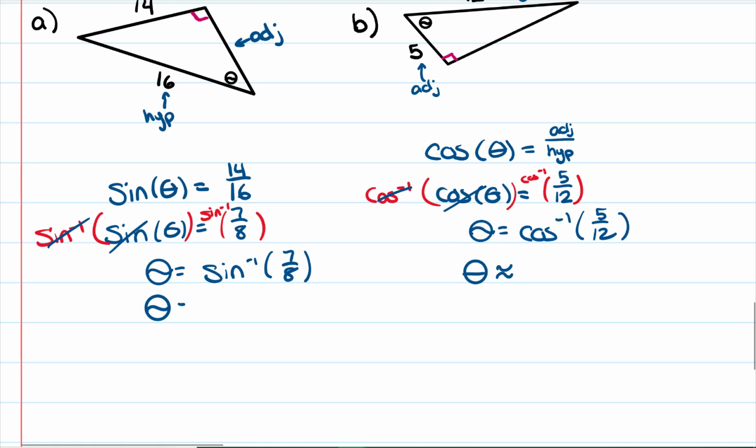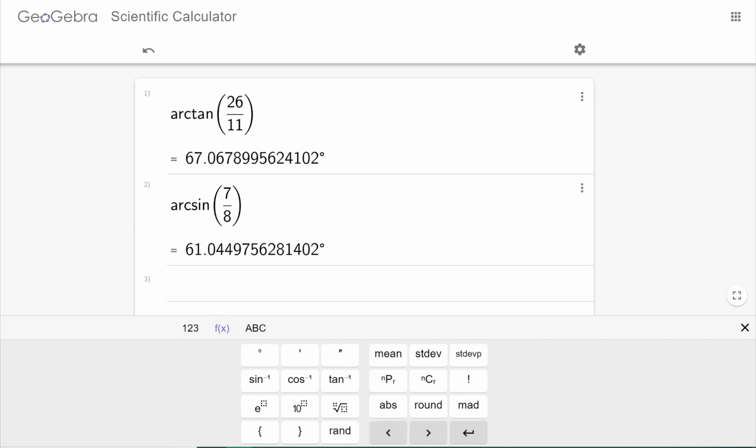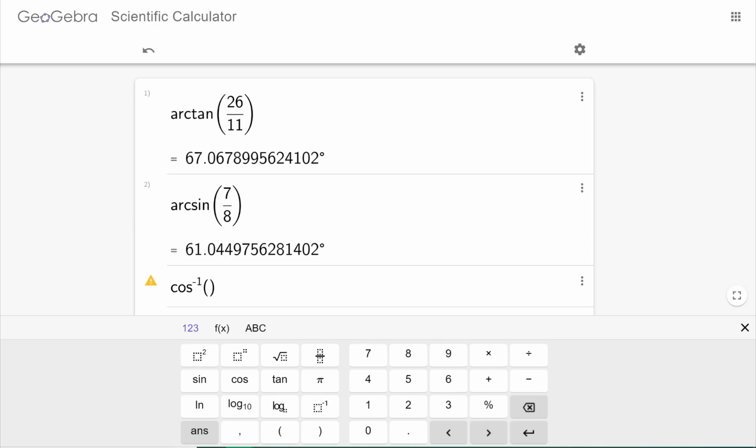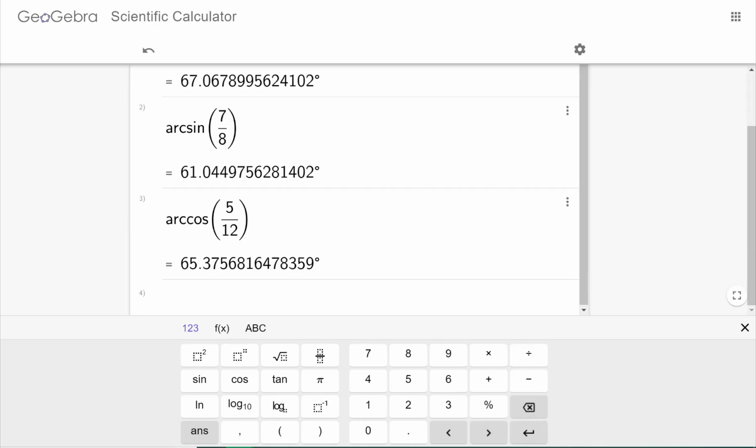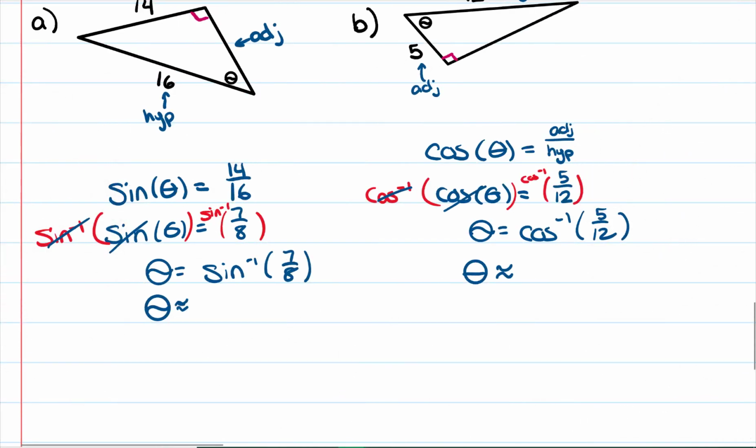Now all that's left to do is put these into my calculator and round them to the nearest degree. The first one is going to be sine inverse of 7 divided by 8, and I'm going to get 61.04. The second one is going to be cosine inverse of 5 over 12, and I'm going to get 65.37. So for part A, it was about 61 degrees, and for part B, it was about 65 degrees.